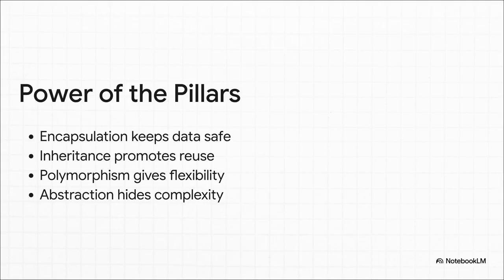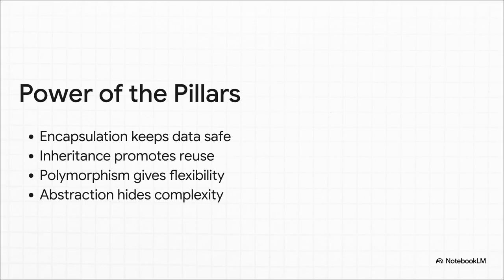These 4 pillars are the absolute core design principles of powerful software engineering. Encapsulation, that's your security guard. It keeps your data totally safe from outside interference. Inheritance is your efficiency expert. It promotes reuse so you aren't stuck writing the exact same code twice.